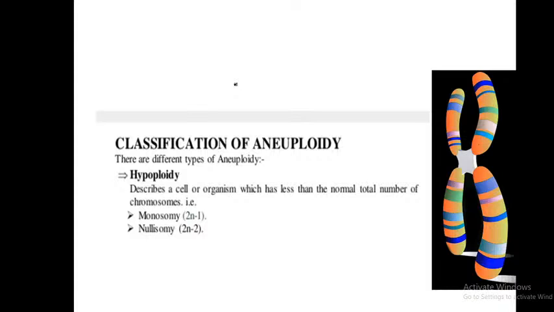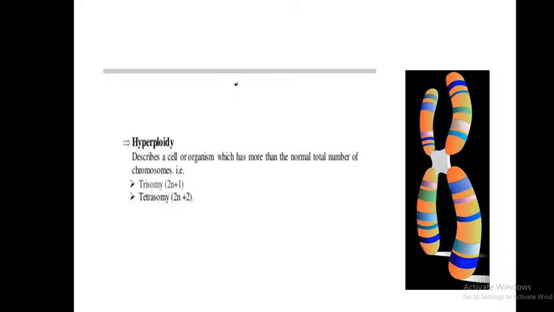Let's have a brief look at the different types and the chromosome complements of hypoploidy. Monosomy means 2n minus 1. Nullisomy is 2n minus 2. Aneuploidy is classified into two types, hypoploidy and the second is hyper. Hyper means more. So hyperploidy means a cell or organism which has more than the normal total number of chromosomes.